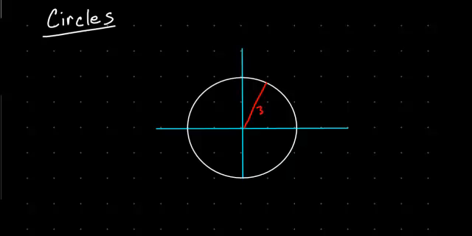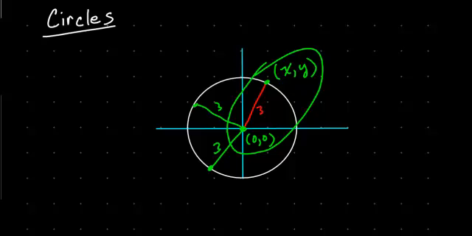So we have the origin at 0, 0, and we have an arbitrary point here on the circle. Let's just call it xy. Okay? And we know that because of the definition of a circle, no matter where I go on the circle, the distance is 3. That radius is 3. That's how you form a circle. Okay, so let's focus on this region right here.